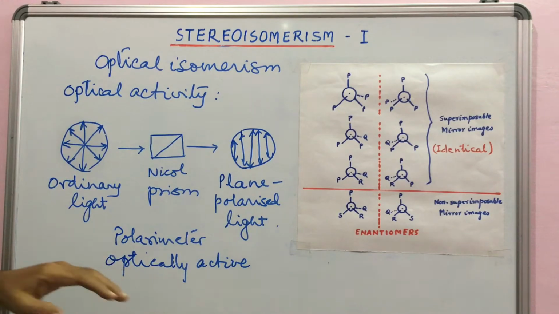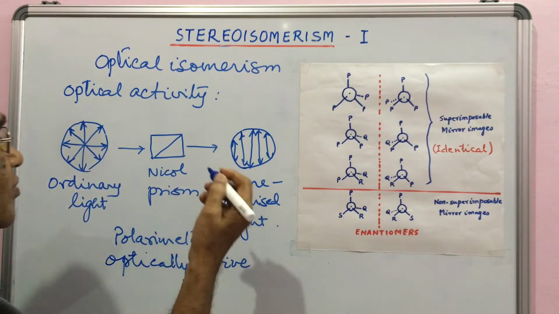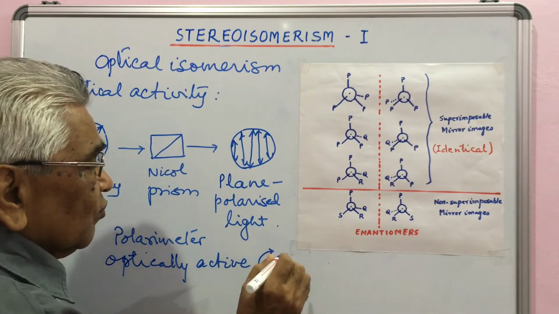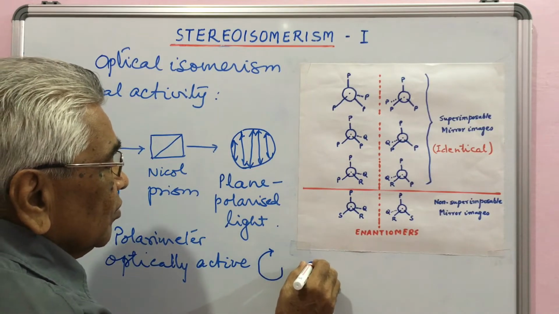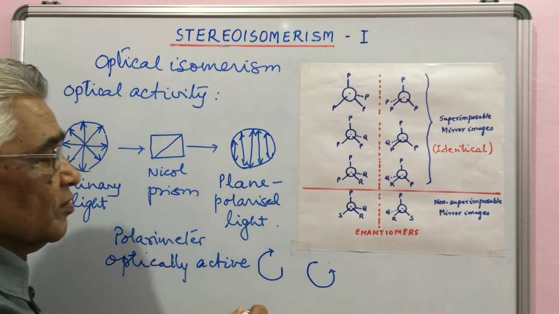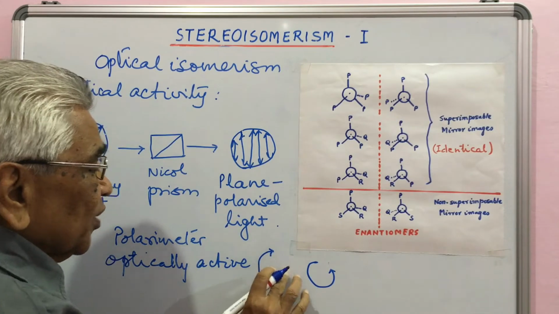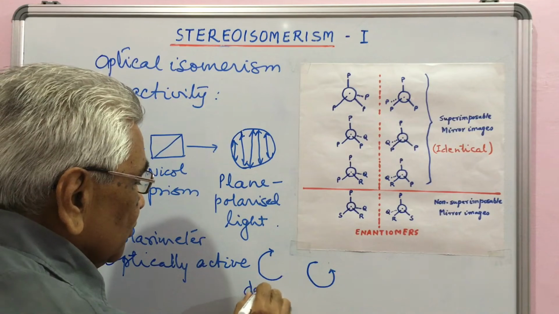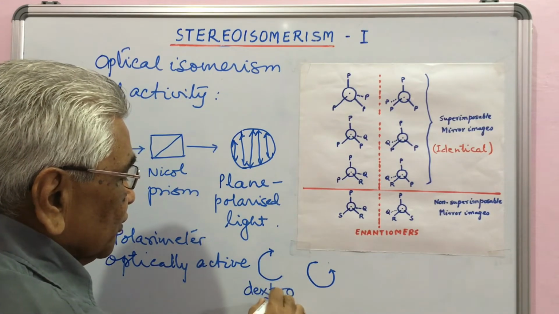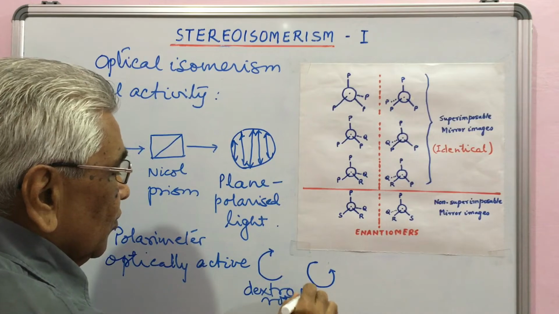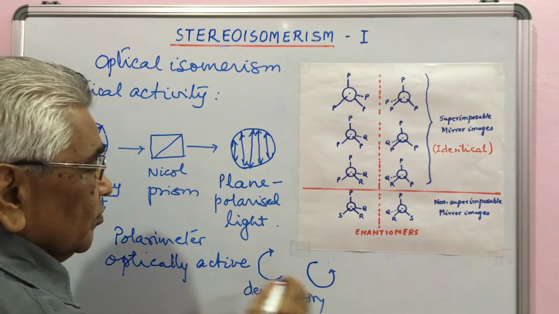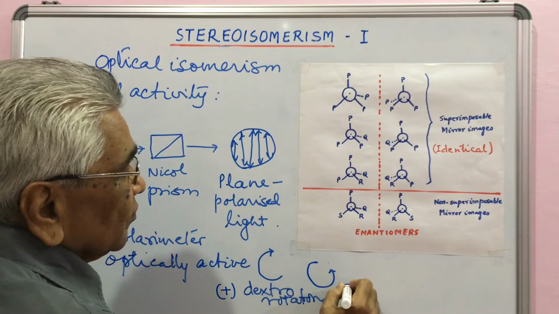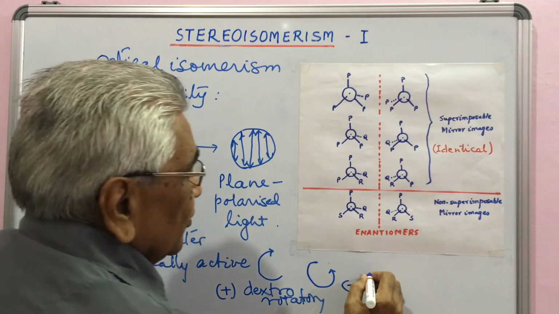They rotate the plane of this polarized light either in the clockwise direction or in the anti-clockwise direction. If they rotate the plane of polarized light clockwise, they are called dextro-rotatory, designated by a plus sign. If anti-clockwise, they are levo-rotatory.